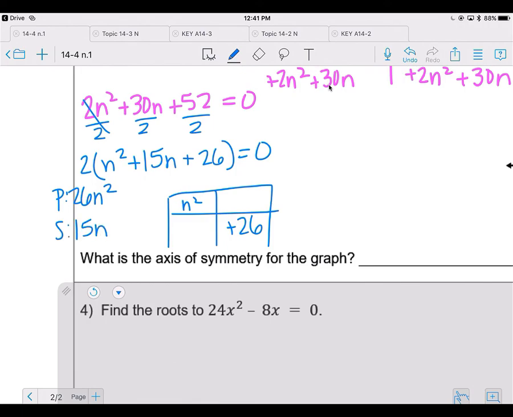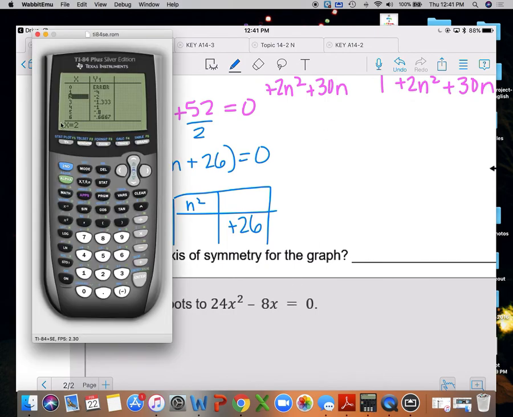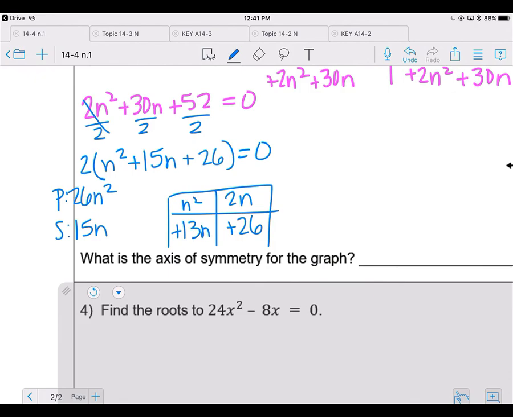My sum is 15n. So in my calculator, I put 26 divided by x. I click second table, and I am looking for two numbers that add to 15. 2 plus 13 would give me 15, so I put 2 and 13. From here, I factor out my GCFs.